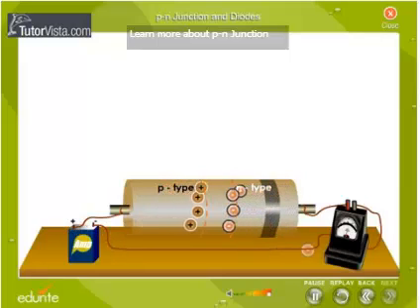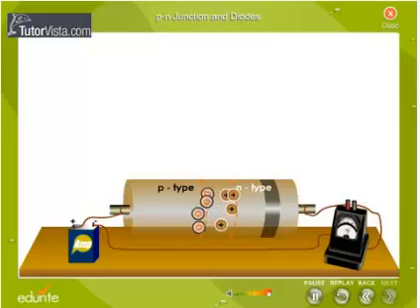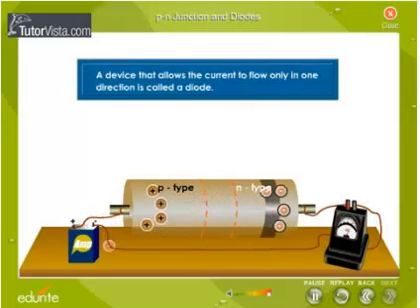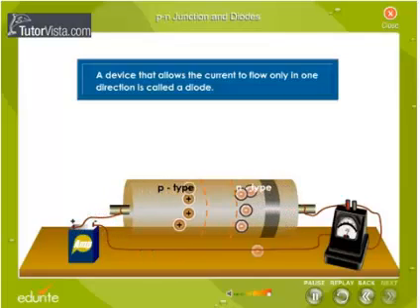Holes travel to the right and electrons to the left, constituting a current in the same direction. Thus, the PN junction allows current carriers to flow through it if the junction is forward biased. A device that allows the current flow only in one direction is called a diode. Thus, PN junction can be described as a diode.